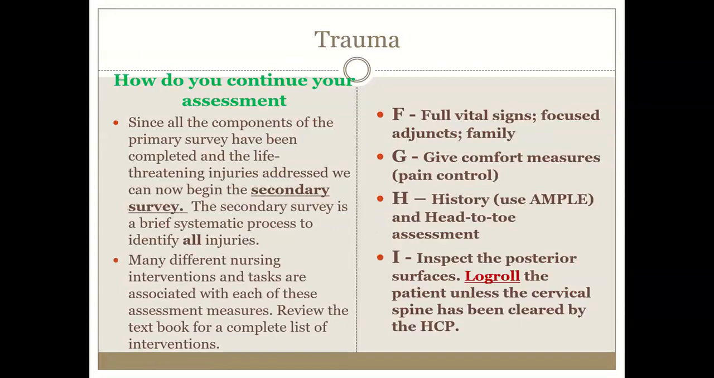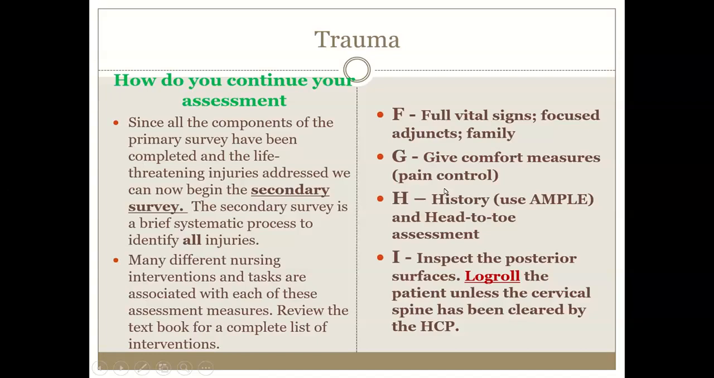So we have completed all the components of the primary survey, and we've addressed the life-threatening injuries, and so now it's time to begin the secondary survey. The secondary survey is a brief systemic process to identify all the remaining injuries. There are many different nursing interventions. I've tried to give you the majority of the remaining tasks that need to be done. If you want to read more, then you could go to the textbook.